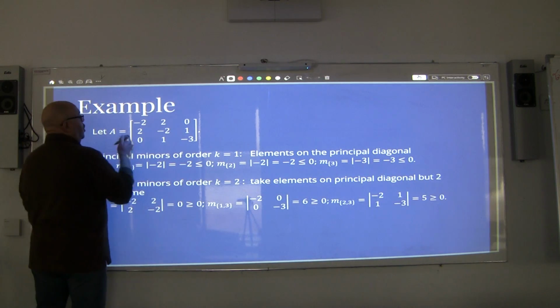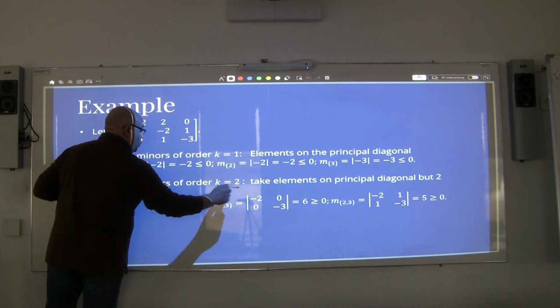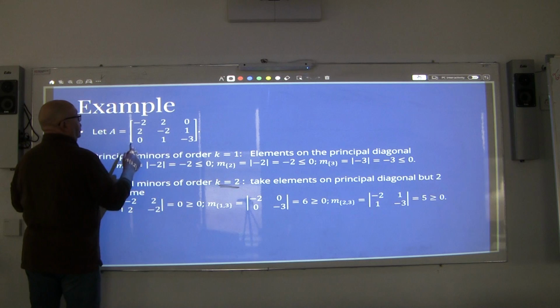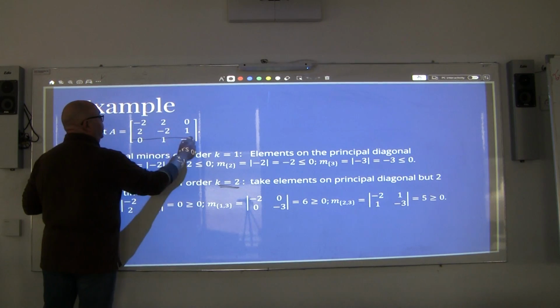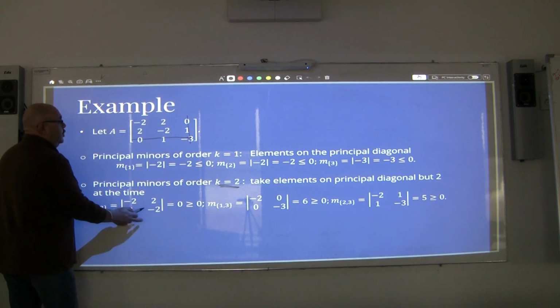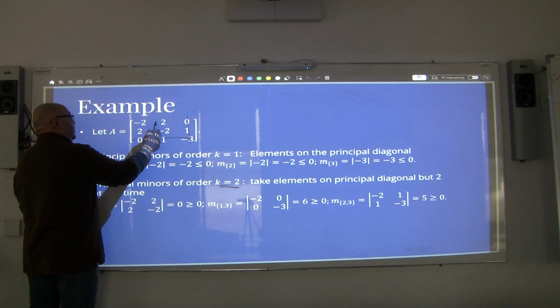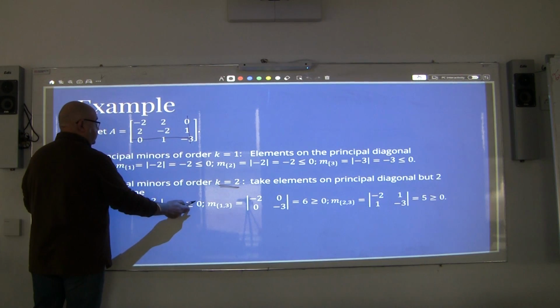So I will go for the minors from two rows. I will start with the first row and second row, eliminating the third row and the third column. So I will get the value of this determinant, which is -2 times -2, 4, minus 4, the result is 0, so it's greater than or equal to 0.